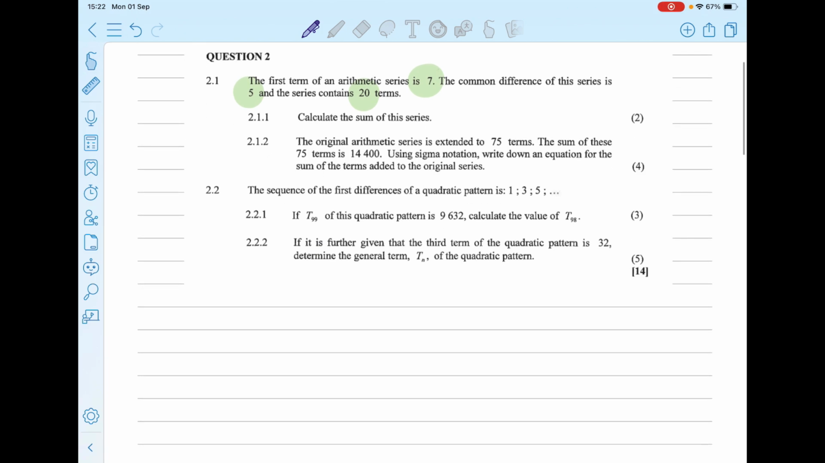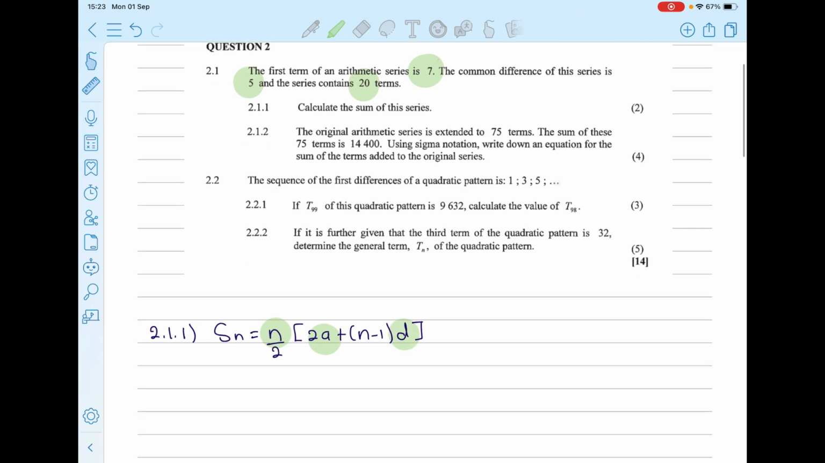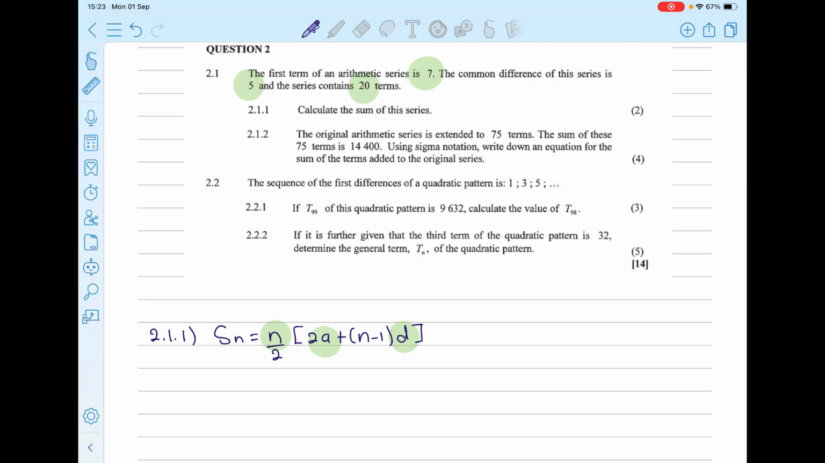So we know that the sum of the series of an arithmetic sequence is given by Sn is equal to n over 2, open bracket, 2a plus n minus 1 d, close the square bracket. Okay, so let's see if we have all the information. We do have n, it's 20 terms. We know a, we've been told it's the first term, which is 7, and we also know the common difference d. So that means we have everything that we need to solve for 2.1.1.